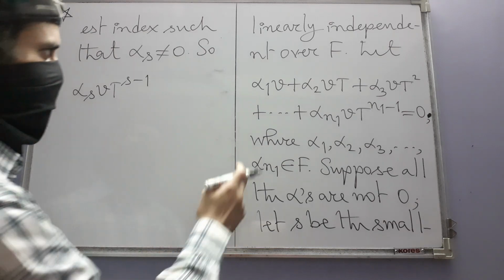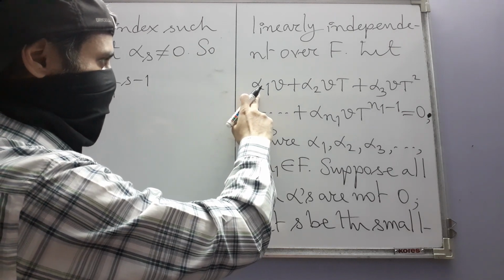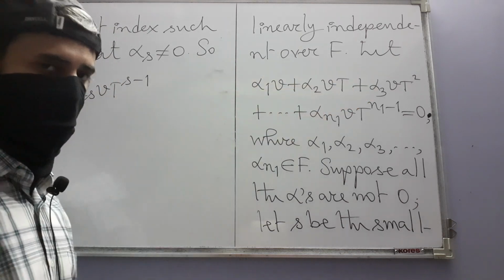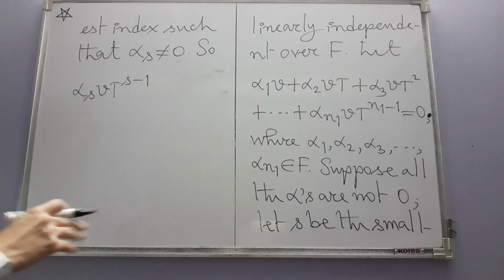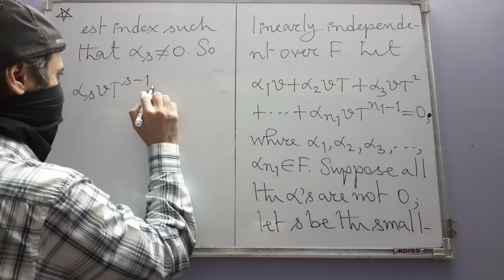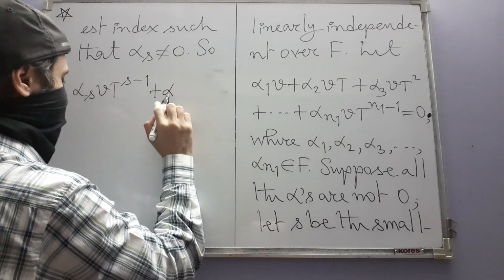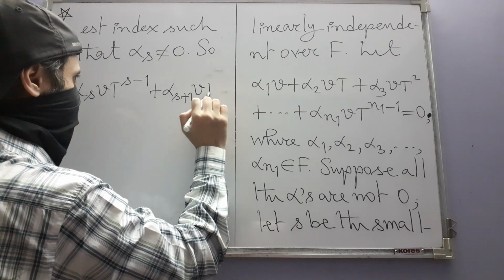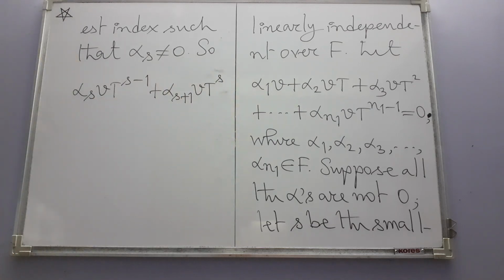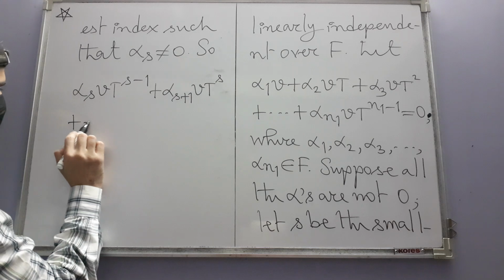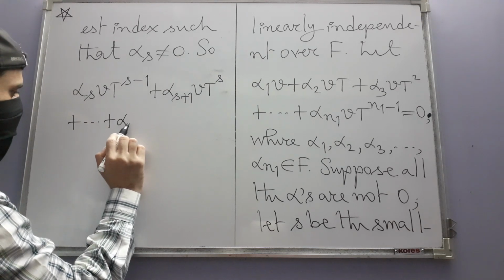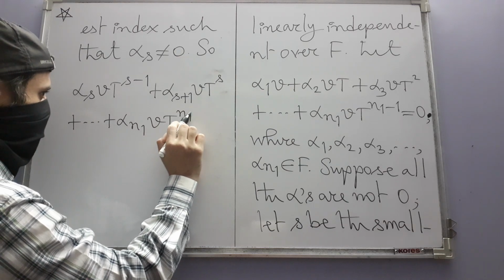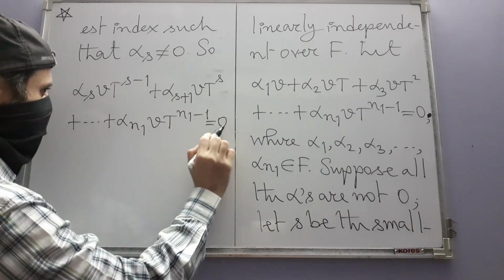The author could have chosen to index this alpha starting from 0 instead of 1, but for some reason he chose to index them like this: 1, 2, 3 and so on instead of 0, 1, 2. But anyway, whatever that is, let's just continue writing this thing. Alpha s plus 1, let's write one more term, v t to the power s, and so on, plus here of course we have alpha n1 v n1 minus 1 equal to 0.